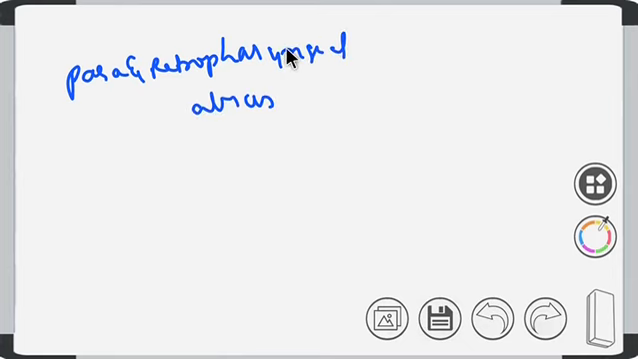What are the complications? Let's revise once again. Post-auricular abscess, zygomatic abscess, Bezold abscess, meatal abscess, behind the mastoid abscess, then parapharyngeal and retropharyngeal abscess. These are the complications. I hope I have told you very clearly.